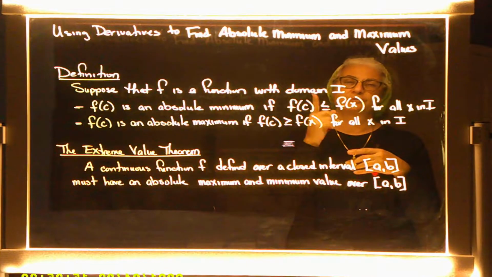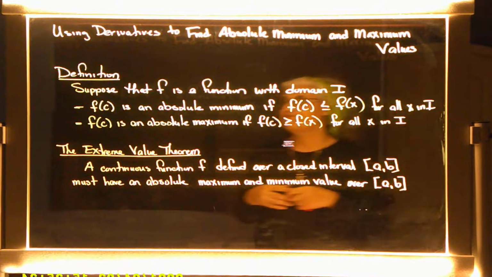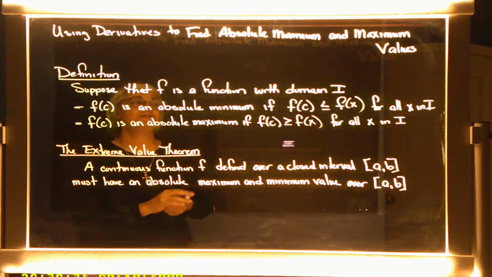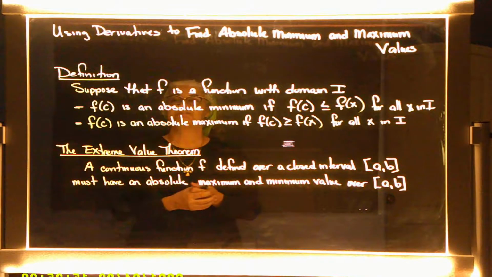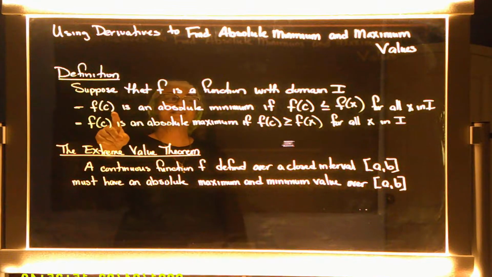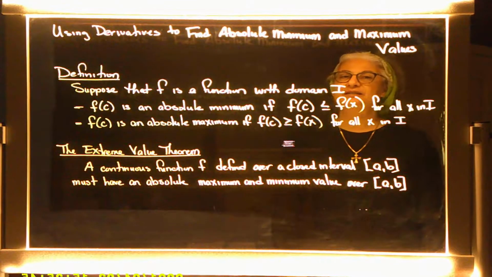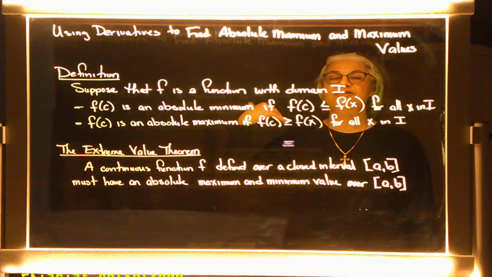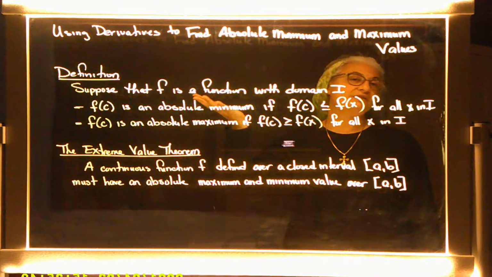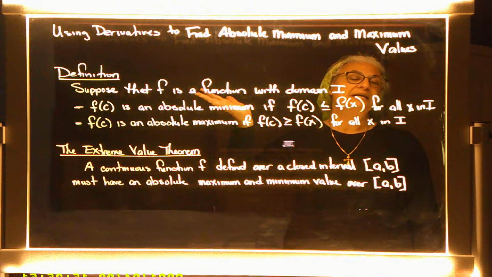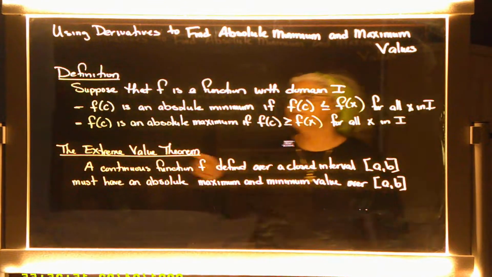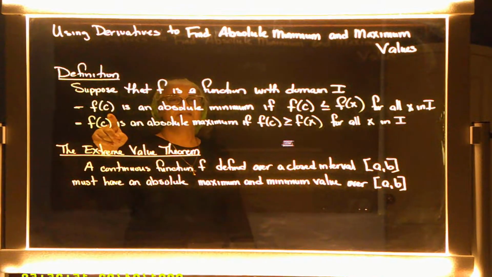Cool? Okay, but before we get there, let's look at a definition. It says, suppose that f is a function with the domain of I. F of c, do you remember what c represented if you looked at my previous lecture videos on first and second derivatives to classify mins and maxes? Yeah, c was that critical value, right? Okay, just a quick refresher. So f of c, which means the y value at c, right? Plug in c, this is the y value.